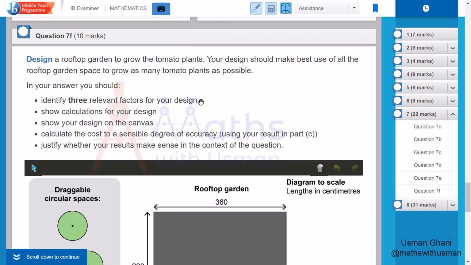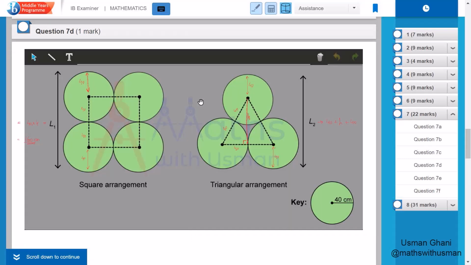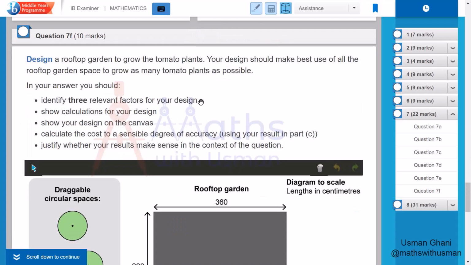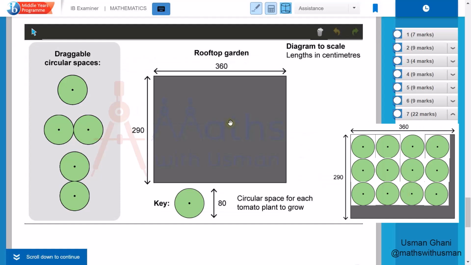You are free to choose any configuration that you like. You are free to choose other things also, but make sure these are basically the draggable circular spaces that you're going to use. Okay, three relevant factors for your design. The factors are really simple because everything that's going to affect your design is a factor. And I've basically made the final design over here. I drew it myself in Microsoft Paint. That was really simple as well.